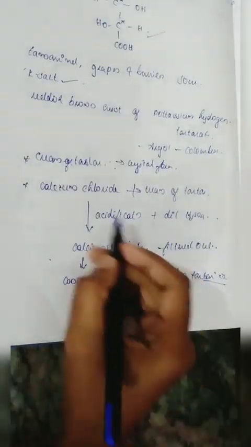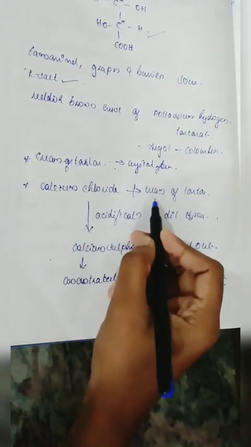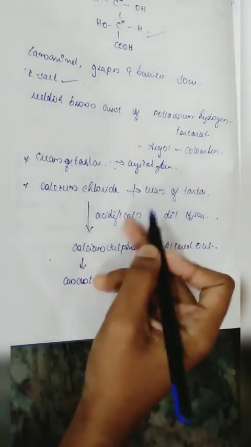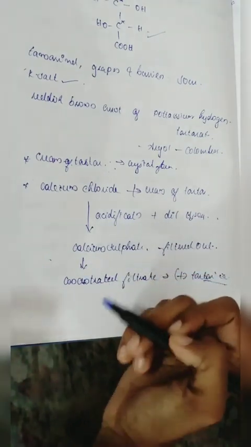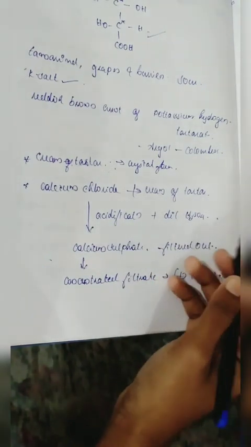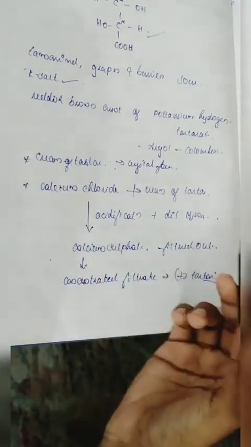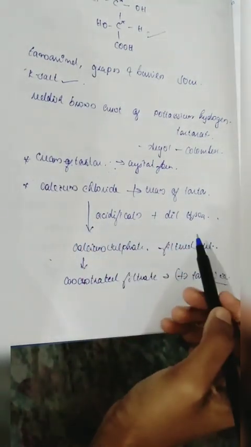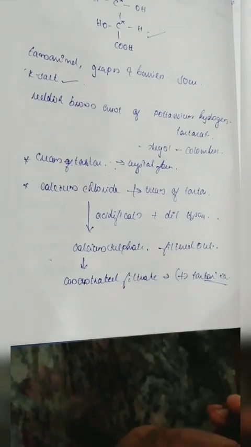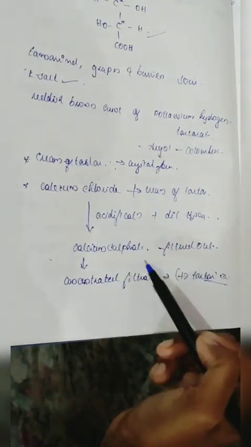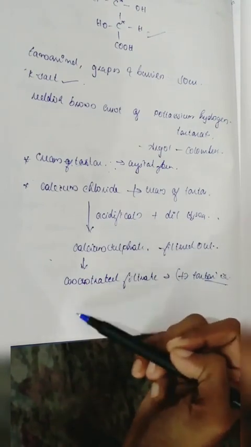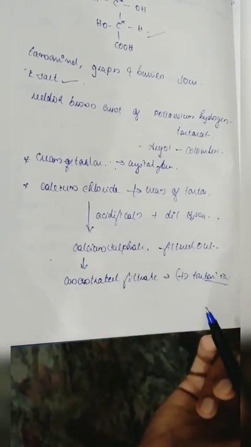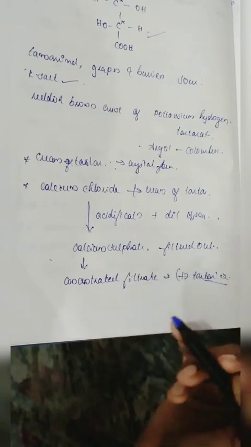In the next process we mix calcium chloride and cream of tartar together, and to that we go for acidification with dilute H2SO4. In that process calcium sulfate is obtained. I have told you we add H2SO4. So calcium sulfate is formed, that is filtered out, and the concentrated filtrate is tartaric acid. That is the process by which tartaric acid is obtained.